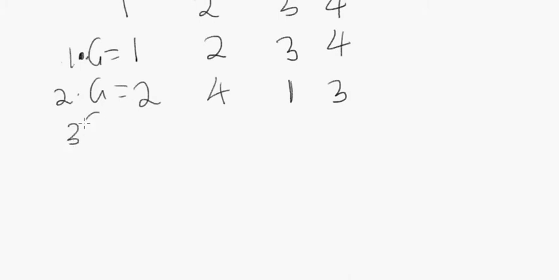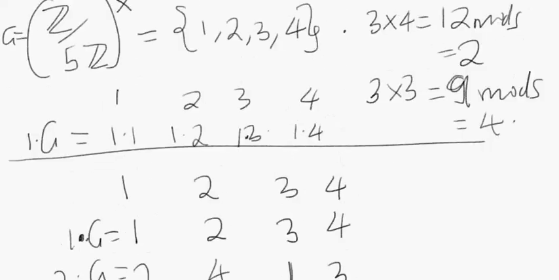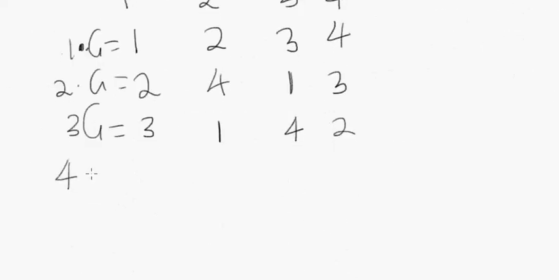What's 3G going to be? 3 times 1 is just 3. 3 times 2 is 6, mod 5 that's 1. 3 times 3 is 9, mod 5 that's 4. 3 times 4 is 12, mod 5 that's 2. Again, we're working mod 5. And then the last element of the group is 4G. It's going to be 4 times 1, which is 4, 4 times 2, which mod 5 is 3, 4 times 3 is 12, which mod 5 is 2, and 4 times 4 is 16, which mod 5 gives us 1.